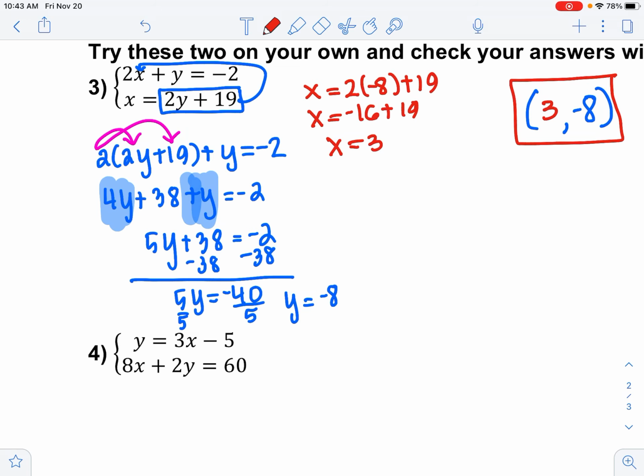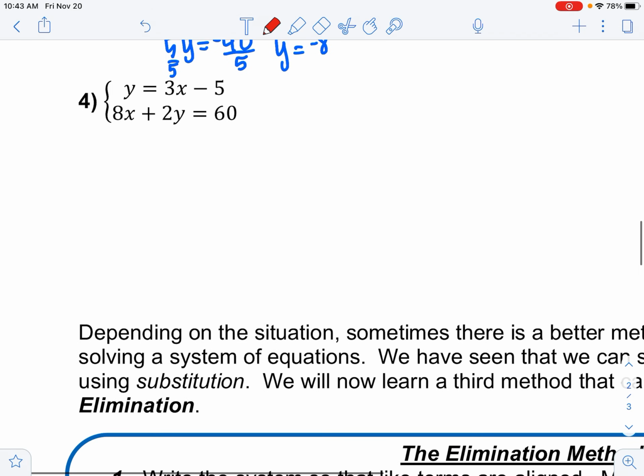Once again, I can check my answer in the first equation. 2 times 3 is 6. 6 plus a negative 8 is negative 2.